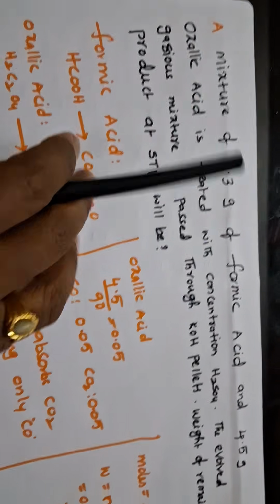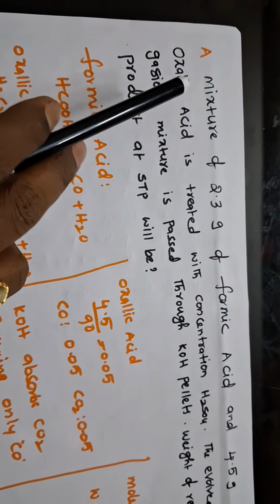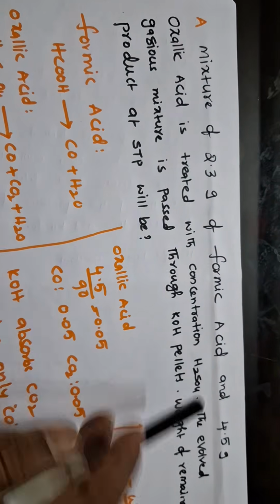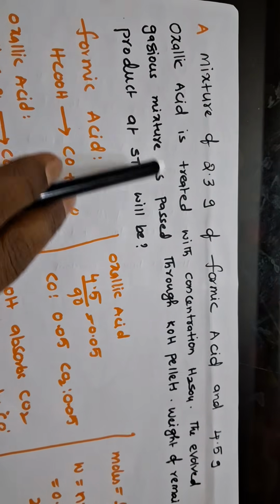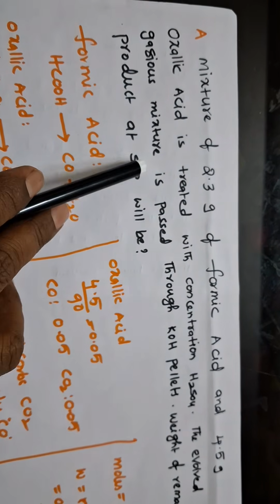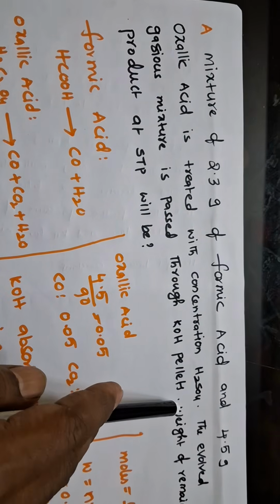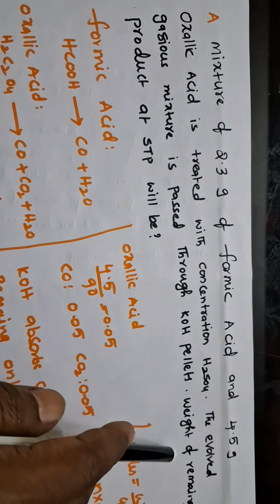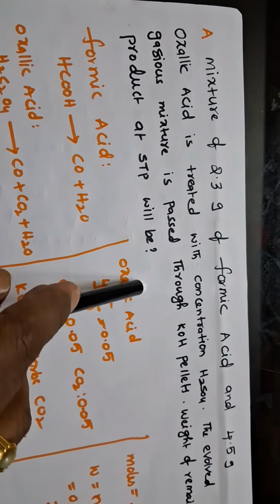Hello students, this question is related to mole concept. A mixture of 2.3 grams of formic acid and 4.5 grams of oxalic acid is treated with concentrated H2SO4. The evolved gaseous mixture is passed through KOH pellets. Weight of remaining product at STP will be.